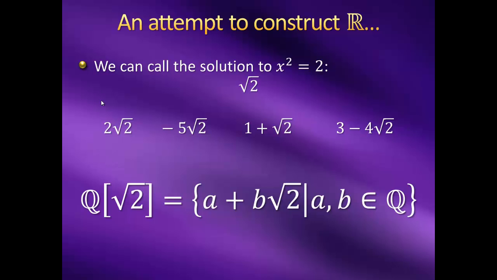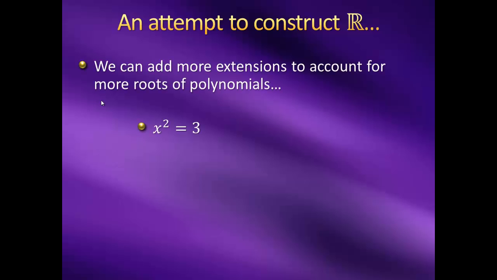Now there's a number of other equations that have solutions. But wait, what about x squared equals 3? Well, it looks like we have to take care of that one too, and extend Q by the square root of 3 as well. As a nice bonus though, since square root of 2 times square root of 3 equals square root of 6, this takes care of the equation x squared equals 6 too.